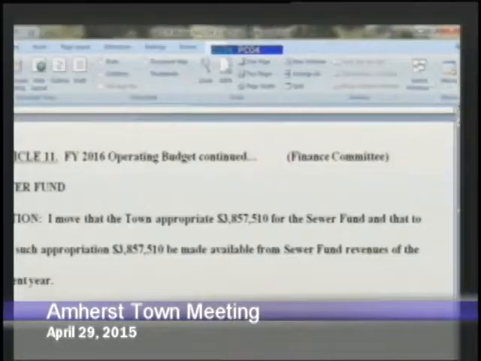We now move on to the sewer fund. Ms. Tileman to make a motion. I move that the town appropriate $3,857,510 for the sewer fund, and that to meet such appropriation, $3,857,510 be made available from sewer fund revenues of the current year. And Mr. Sharma will speak for the Finance Committee. And do I hear a second? Did I hear a second?